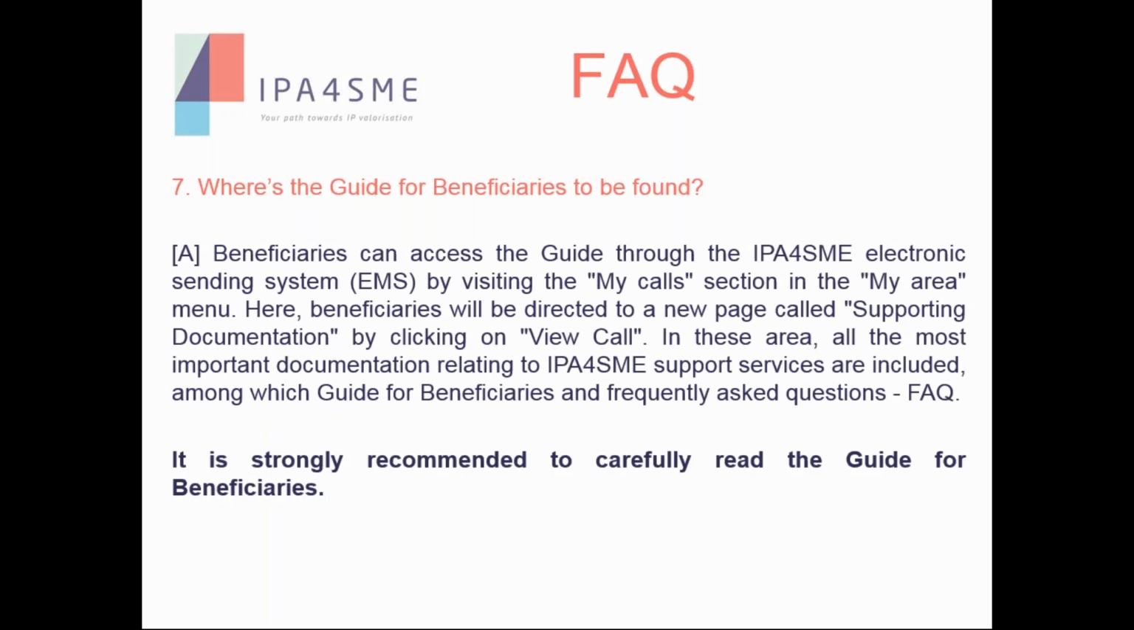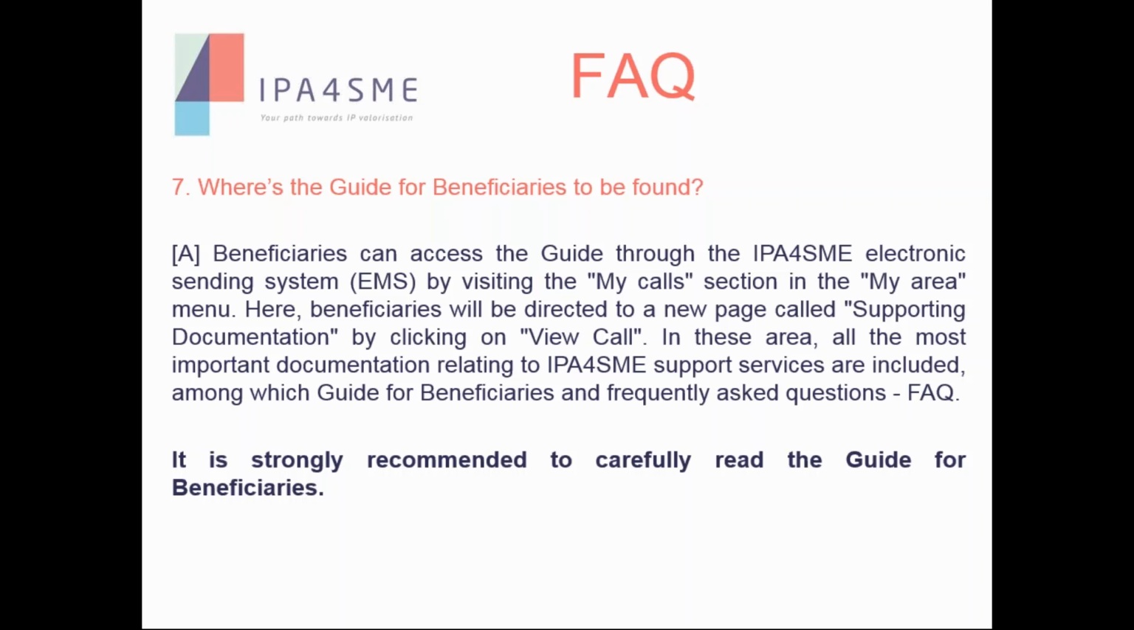In this respect, regarding the guide for beneficiaries, all beneficiaries can access the guide through the IPA4SME electronic sending system by visiting the My Course section behind the My Area space or menu. Here, beneficiaries will be directed to a new page called supporting documentation by clicking on view call. In this area, all the most important documentation relating to IPA4SME support services is included, among which the guide for beneficiaries and, for example, frequently asked questions.